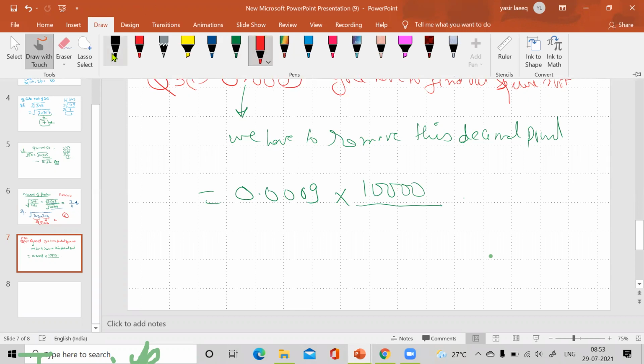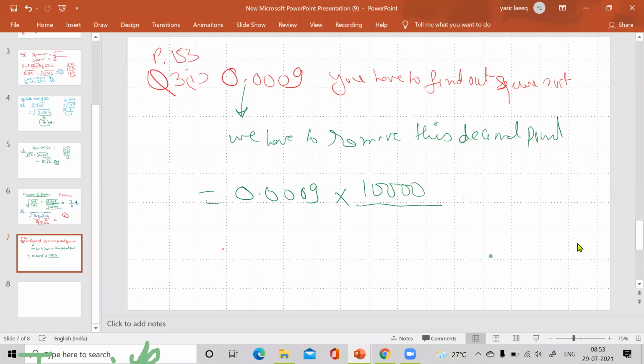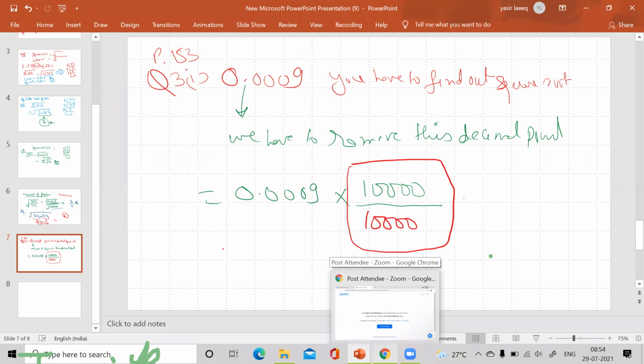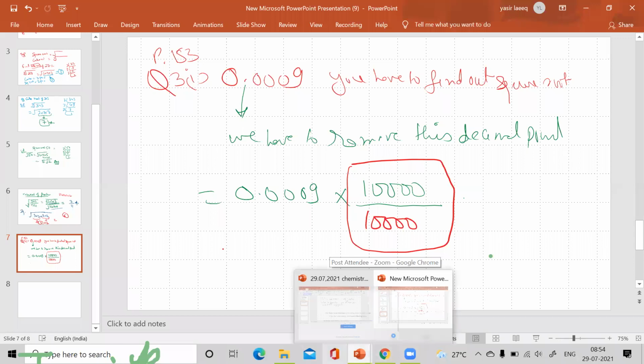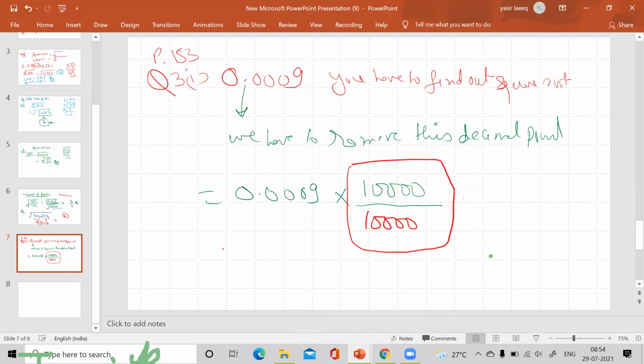As we are multiplying with 4 zeros in the numerator, in order to keep the number the same, we have to multiply with the same in the denominator also. This 10,000 times. Please listen to me carefully, first listen, then you will ask. Is it clear now? Remember, do not get confused with it. Yes, sir.